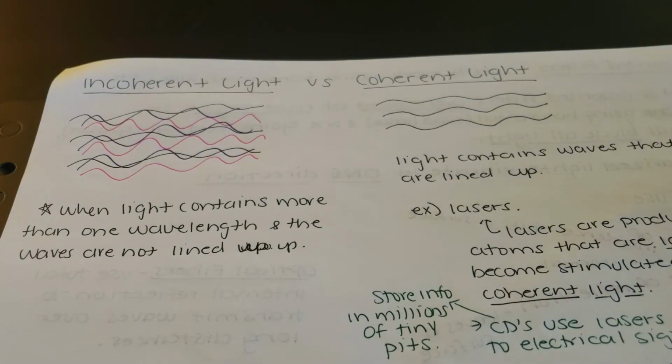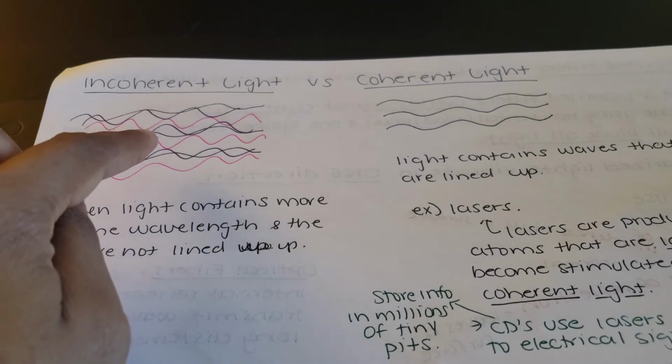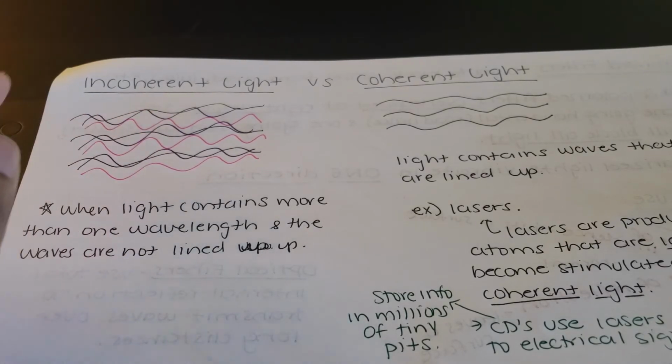Incoherent light versus coherent light. So incoherent light and coherent light, you can kind of tell in their name itself. Incoherent light is when the light waves contain more than one wavelength and they are not lined up. So you can see how the crests, which are the tops of the waves, and the troughs, which are the lower part of the waves, are all jumbled together. There's no pattern, there's no unison in their syncing abilities. They are just crazy and all over the place. So that's incoherent light, okay?